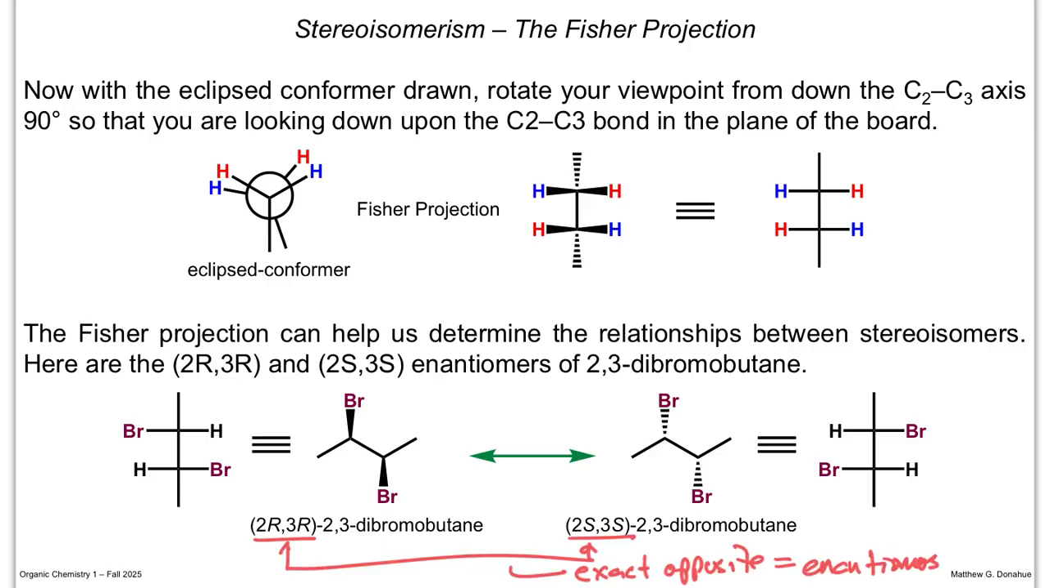Because each configuration of the stereo center switches to the opposite, those are enantiomers based on the nomenclature. And then you can see from the mirror plane sort of between them, that bromine is on the left, this one's on the right, right and left. So that's a mirror image. So structurally, those are enantiomers as well.